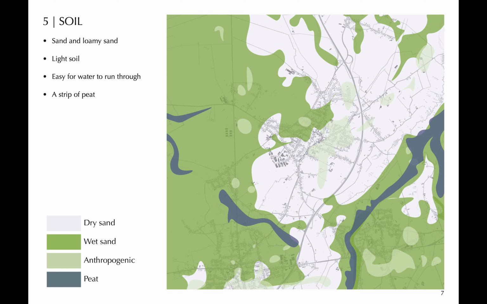The soil consists mainly of sand and loamy sand. This is very light soil that retains little nutrients and water. A sandy soil with little nutrients is very loose, so that the water runs directly to the subsoil. A strip of peat is visible at the location of the waterways.